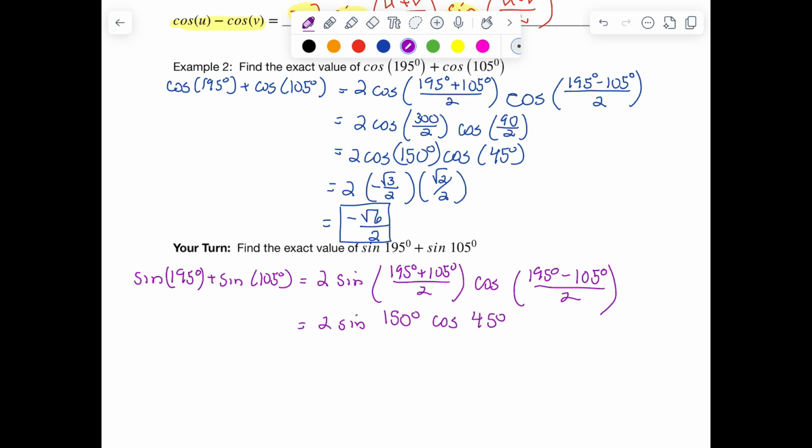And so I'm just going to go to my unit circle. I know the sine of 150 degrees is positive 1/2. And the cosine of 45 degrees is square root of 2 over 2. Multiplying that across, I end up with the square root of 2 over 2.